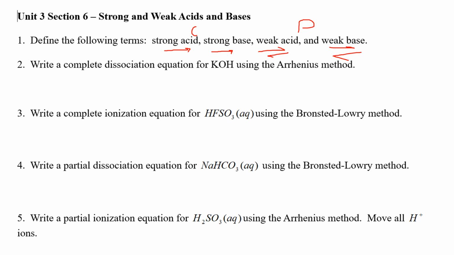So we're just going to look at the keywords. I'm going to underline them. Write a complete, that tells me I'm using this arrow. Dissociation, bases dissociate. So I know this is a base and I'm using the Arrhenius method, so I'm not involving water. So we're just simply writing KOH, aqueous, and we're breaking it up into the two ions, which are K and OH. It's aqueous over here, still aqueous on this side. Forgive me for these awful aqueouses, they are hard to make. And then our charges: potassium's +1 on the periodic table, hydroxide's -1.